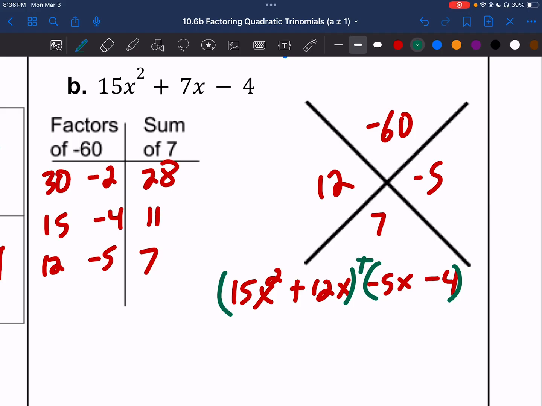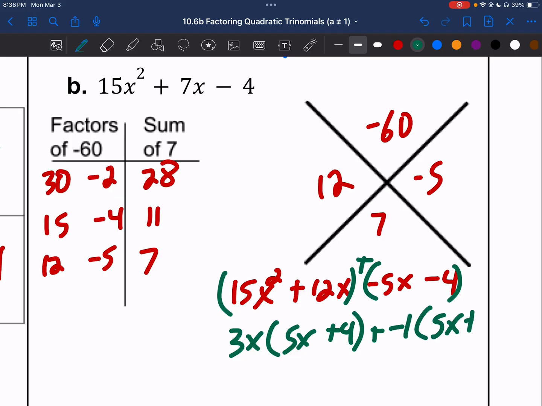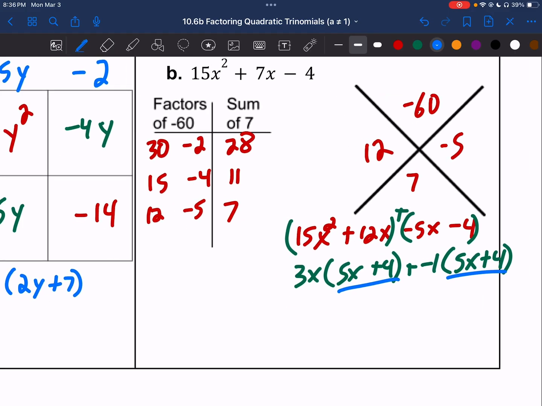So 15x squared and 12x, common factor, 3x. All right, and we're left with 5x plus 4. And we've got a plus sign. We've got negative 5x and negative 4. What can I take out? I can take out a negative 1. We've got 5x plus 4. My common factor between both of these terms is going to be 5x plus 4. And then we have 3x minus 1.